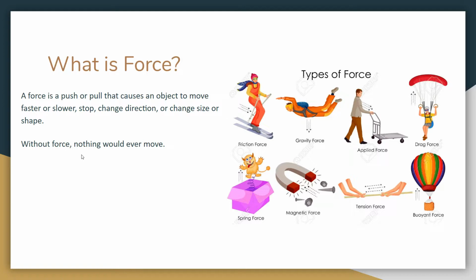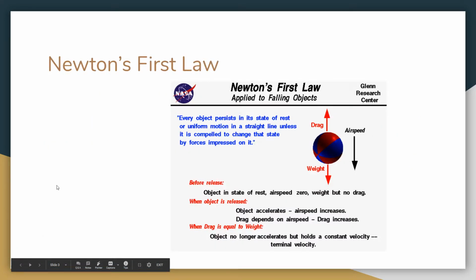Without force, nothing would ever move. Force causes movement. And we can see that there are different types of forces. There's frictional force, gravitational force, maybe applied force, drag force like this of air pushing up, and that's kind of how we fly. There's spring force, magnetic force, tension force, and buoyant force that we'll talk about a little bit as well.